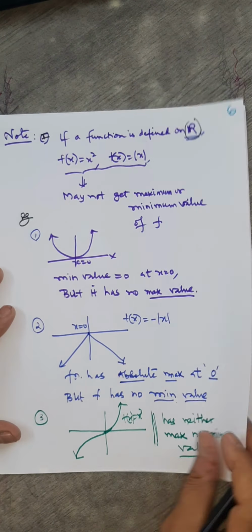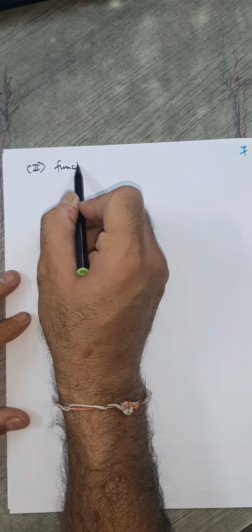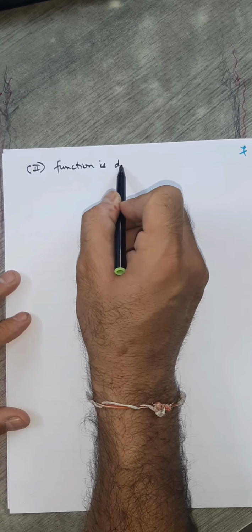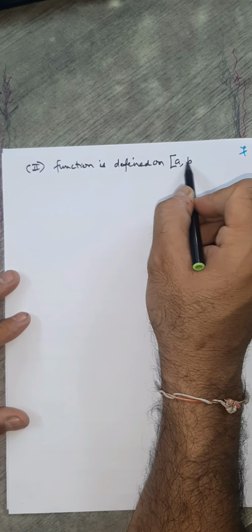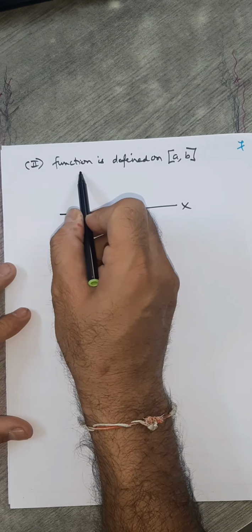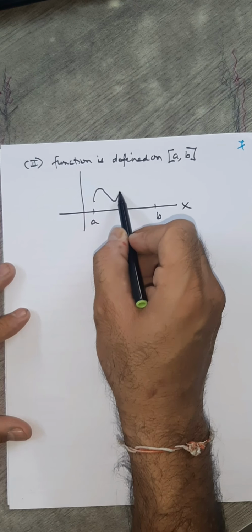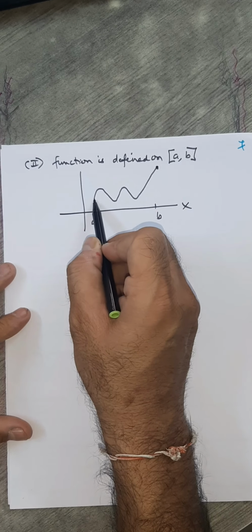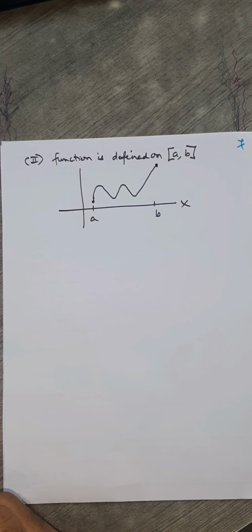Now the second thing: we may have a function on a closed interval. Second part, that is, the function is defined on a closed interval, say [a, b]. Okay, so like this. Suppose here this is a, this is b. Suppose the function is like this. Now, can you see graphically where the function attains the lowest value in the entire domain?